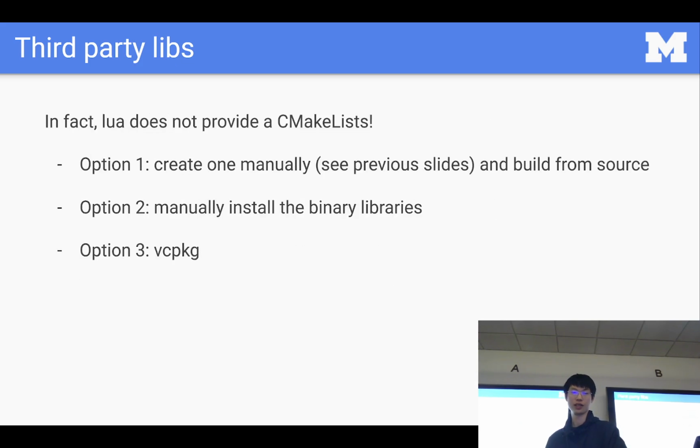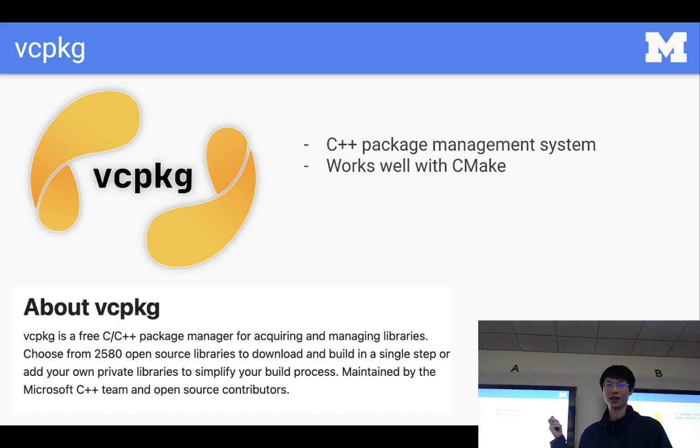Distributed, I already talked about that. Option 3: someone talked about pip install and things like that. A long-standing question is, do we have a very convenient package manager for C++? And the answer is yes. We have vcpkg, basically a free C++ package manager for acquiring libraries. It's not one of the CMake tools, but it can work very well with CMake.